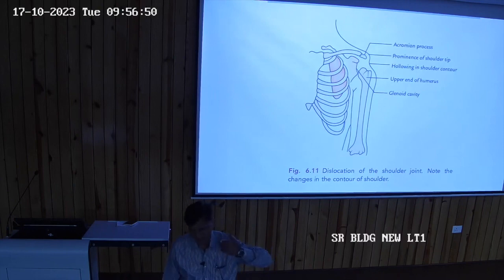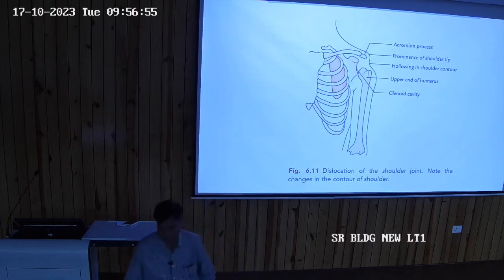Listen, it will be useful. The third, the long head of the biceps. The long head of the biceps also prevents the upward displacement of the head of humerus.